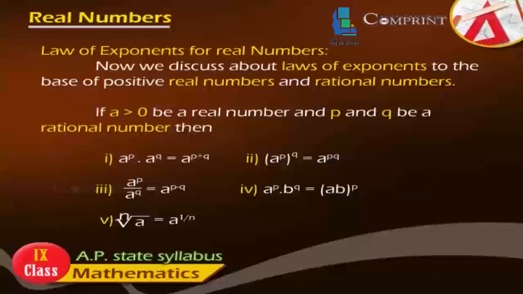a^p / a^q = a^(p−q). a^p · b^p = (ab)^p. The nth root of a is equal to a^(1/n).